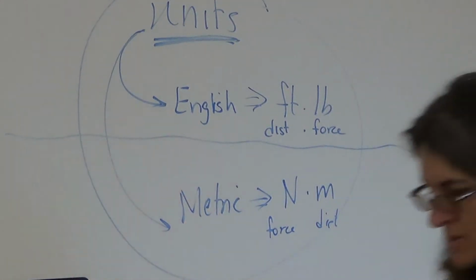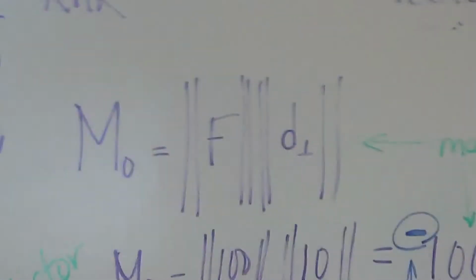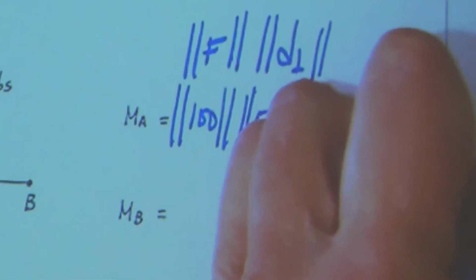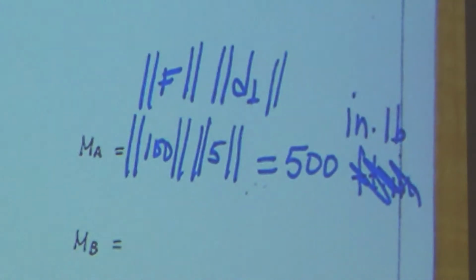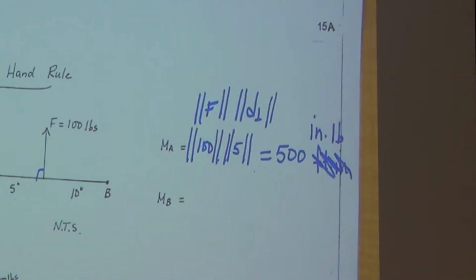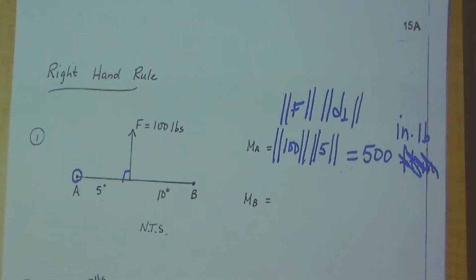So let's go back to this. We're looking at pounds and inches, and it's English, so it's got to be inch pound. You wouldn't convert the inches? No, you don't need to convert. No need to convert if you're given inches, unless the number gets huge, then convert.